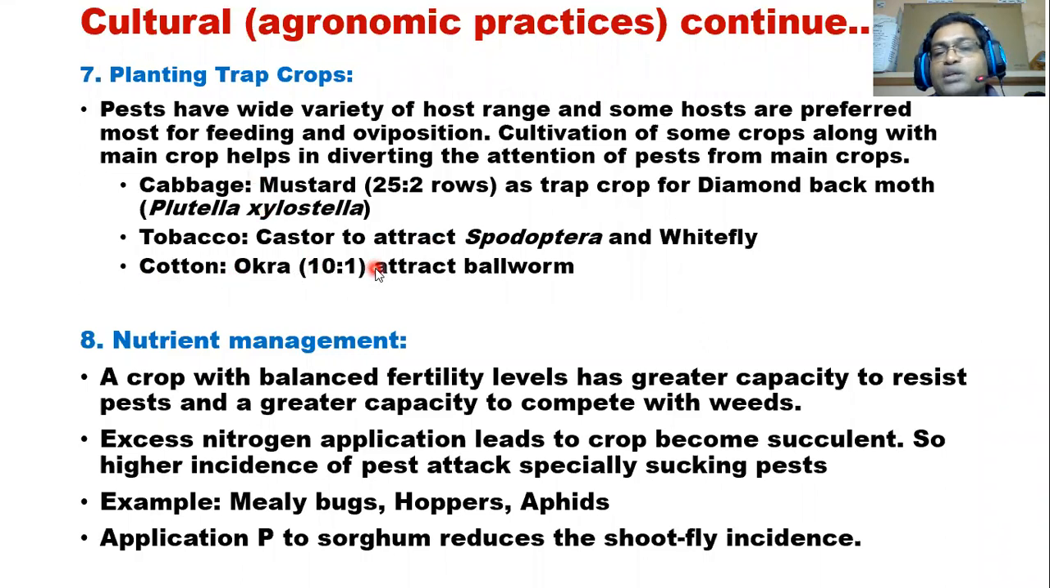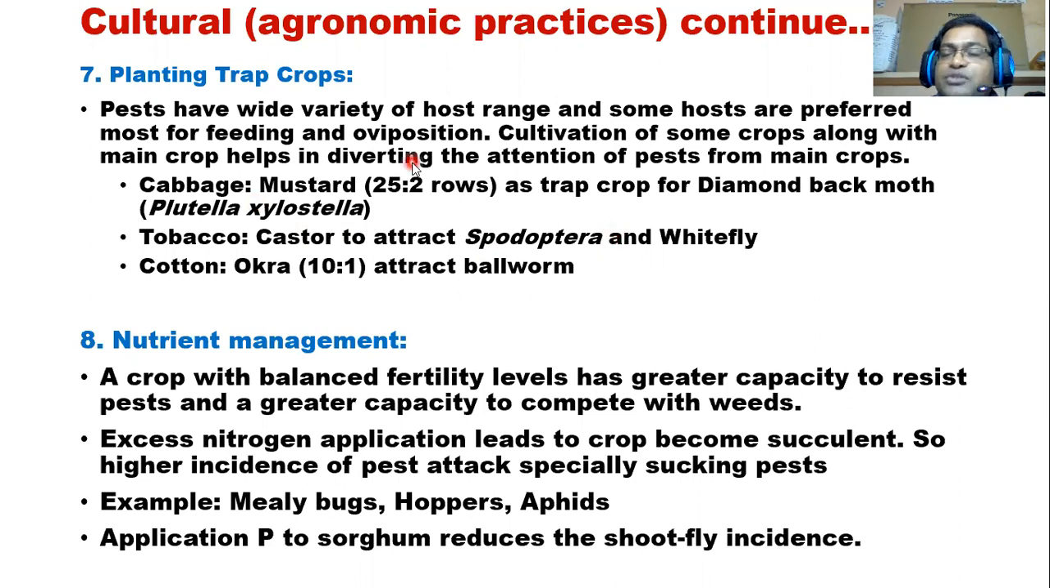Cotton and okra 10:1, 10 rows of cotton and 1 row of okra. You can minimize the pesticide application in the cotton, right? And if you apply pesticide only on the okra, then the pest will move towards okra, then you can easily remove it. And tobacco and castor attract Spodoptera and whiteflies, so you can also minimize those.